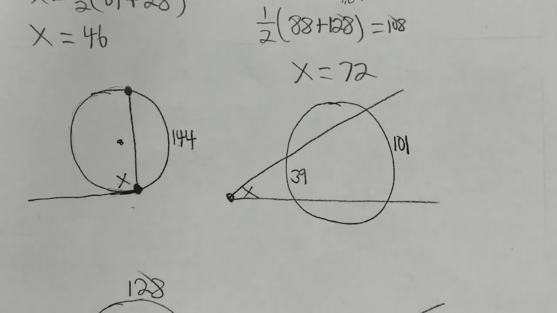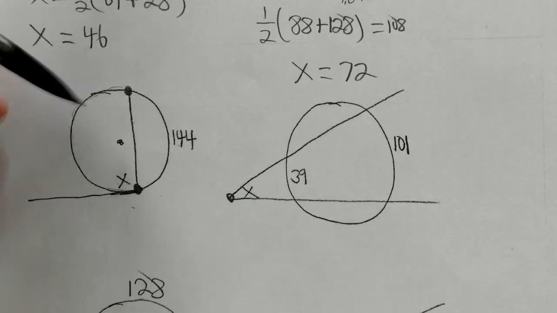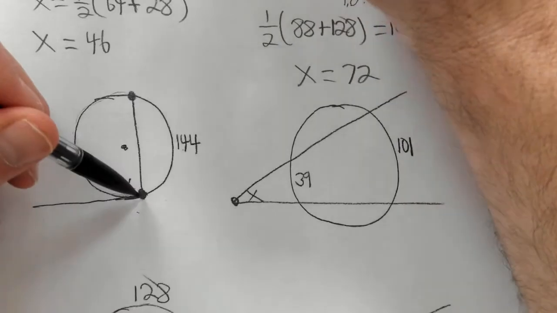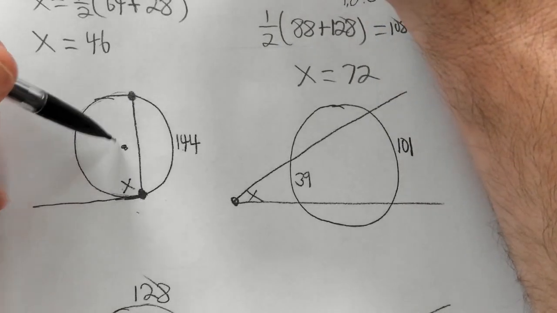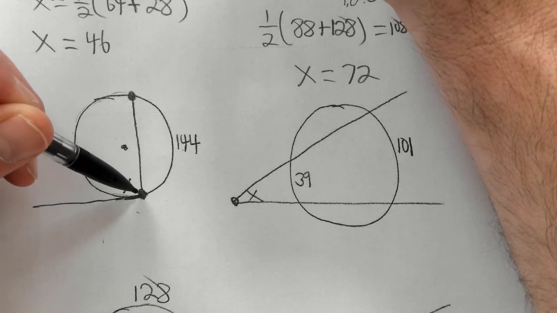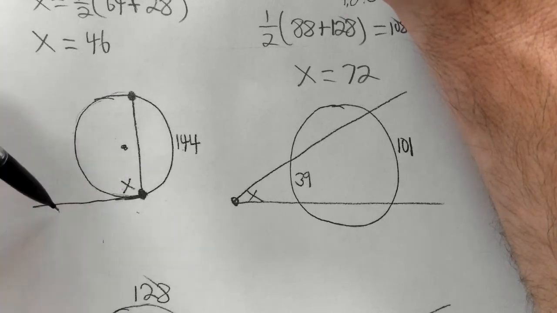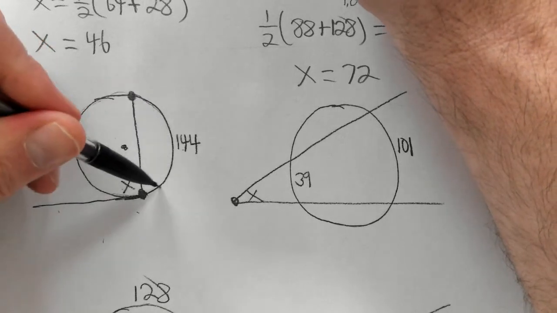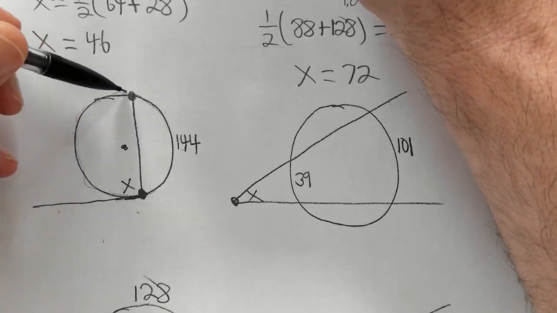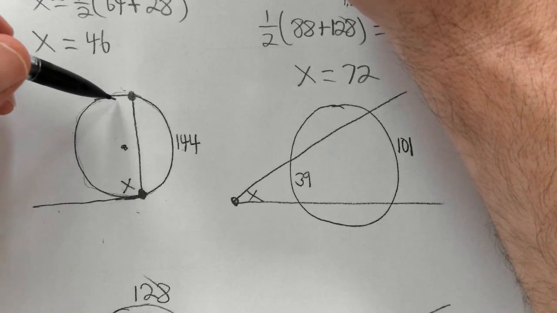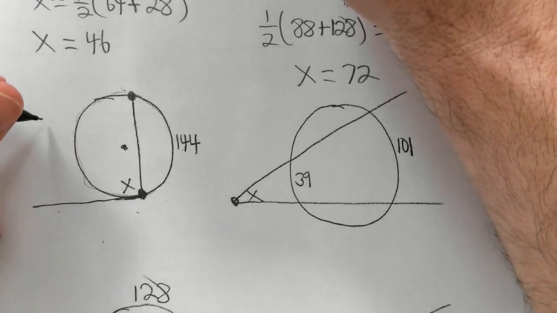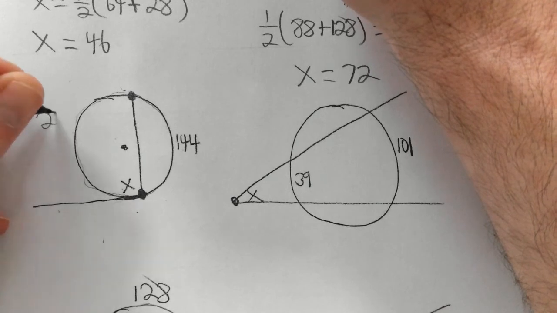So on this one, I have one where this is actually on the circle, right? So if this is on the circle, it doesn't intersect inside or outside. It intersects on the circle. And if it intersects on the circle, this is really just an inscribed angle. All right? So from here to here is 144, but how do I get this other arc? Well, all the way around the circle is 360, right? So 360 minus 144, that would give me 216.